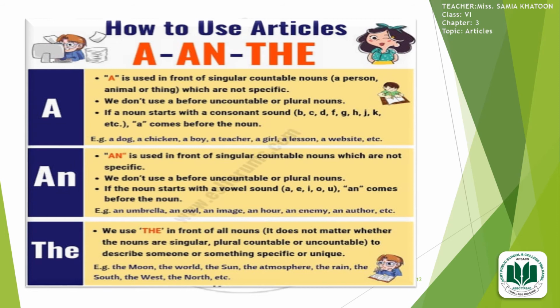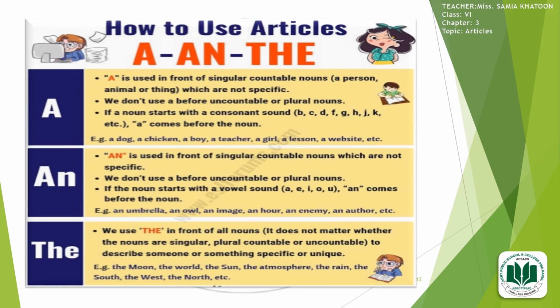Students, you all know that there are 2 categories in which the letters of the alphabet are divided. They are vowels and consonants. Vowels are A, E, I, O, U, and the rest of the alphabets are consonants. So if the words start with consonants and are singular, then we use a with them. For example, a dog, a chicken, a boy, a teacher, a girl, a lesson, and a website, etc.